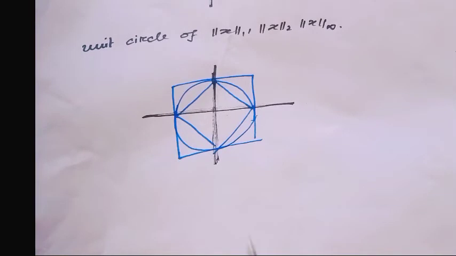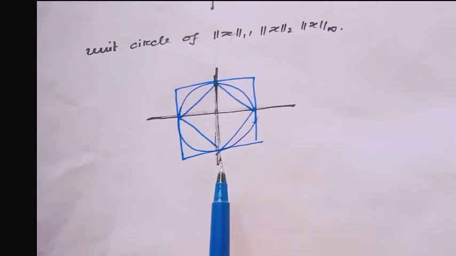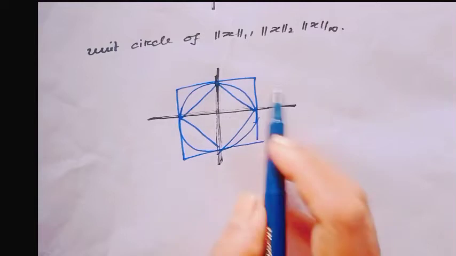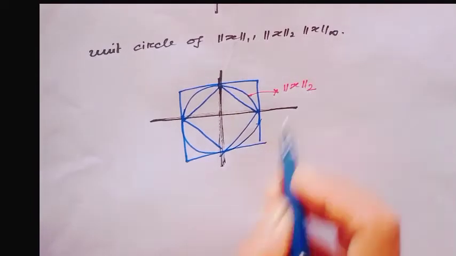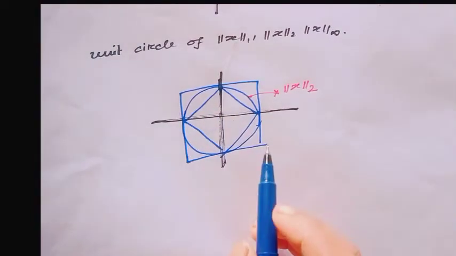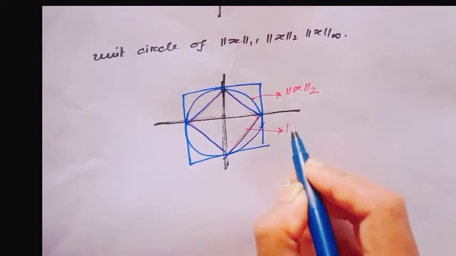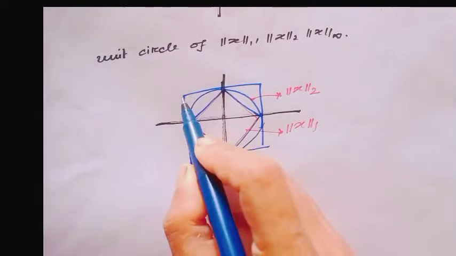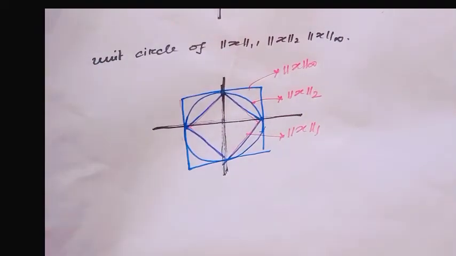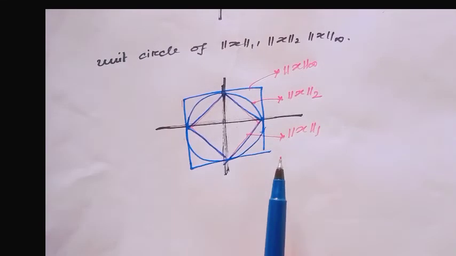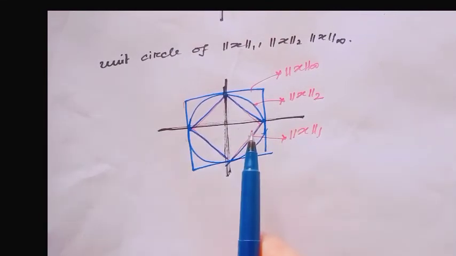Now let's see the unit circle of norm x1, norm x2 and norm x infinity. By the previous idea, obviously this circle is norm x2. This is the unit circle in norm x2, and this diamond is the unit circle in norm x1, and this square is the unit circle in norm x infinity. Have you understood why in different norms the picture of the unit circle is different?